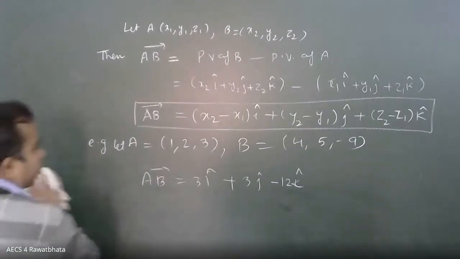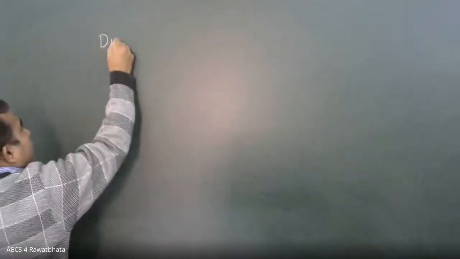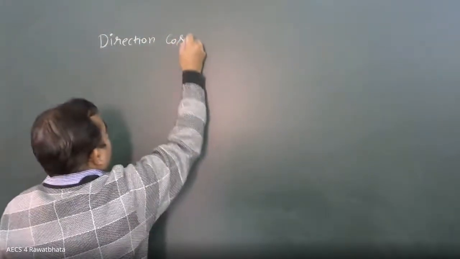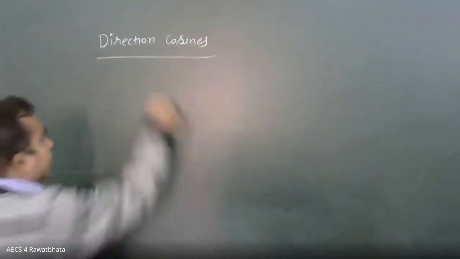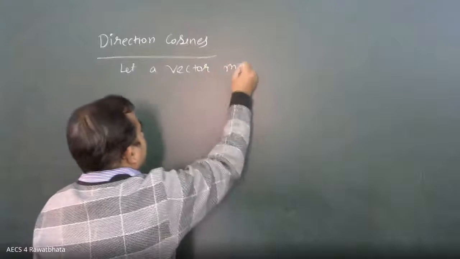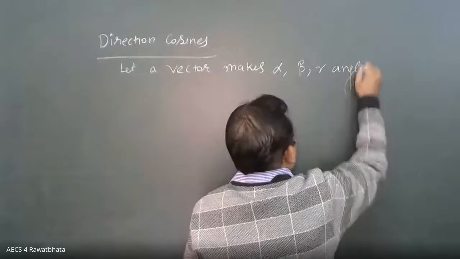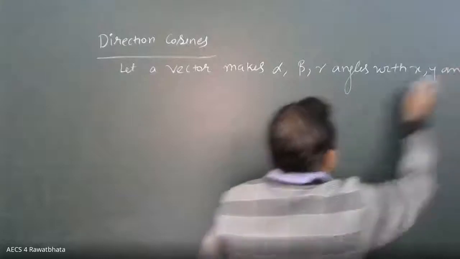Then let us learn a very small number of some more concepts. Then we shall move towards the exercise. There is a term called direction cosines. Direction cosine, cosine means cos. Take it, let a vector make alpha, beta, and gamma angles with x, y, and z axes respectively.